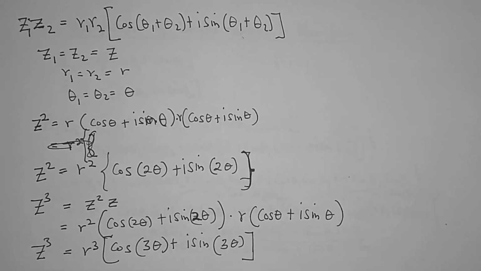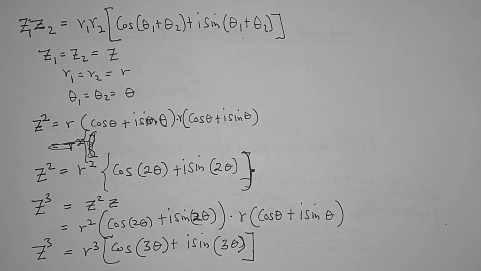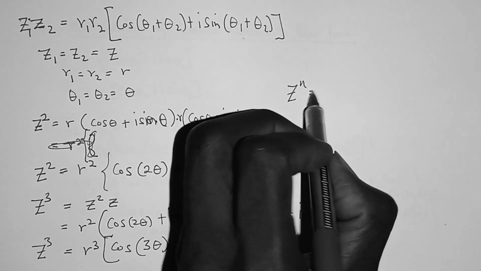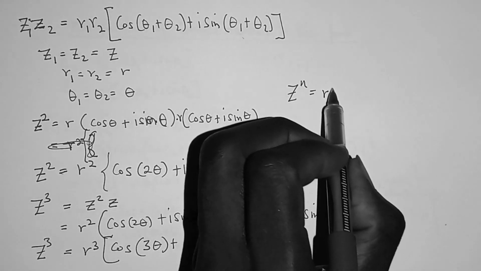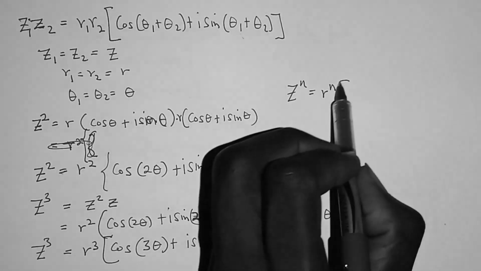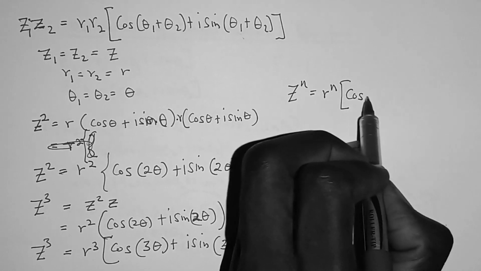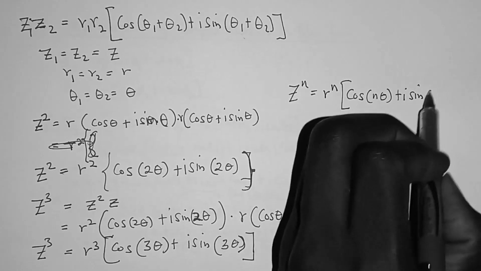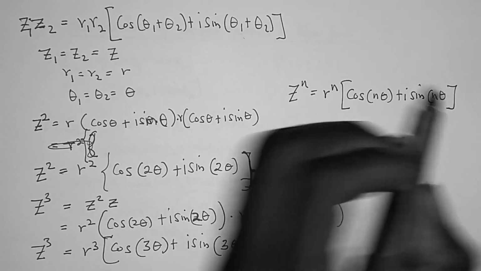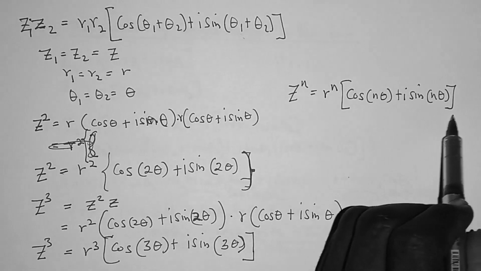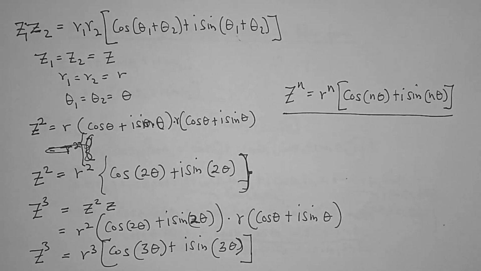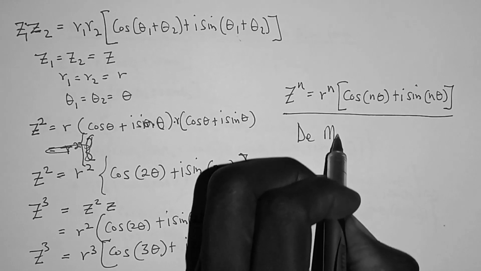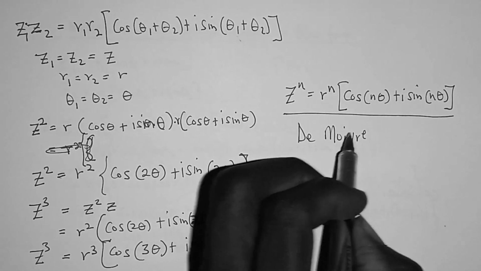So you see that we are beginning to see a pattern. What is the pattern? The pattern is that z exponent n is equal to r exponent n, then into bracket cos n theta plus i sine into bracket n theta. This is a very important expansion, and it will lead us into a topic known as the Moivre's theorem.